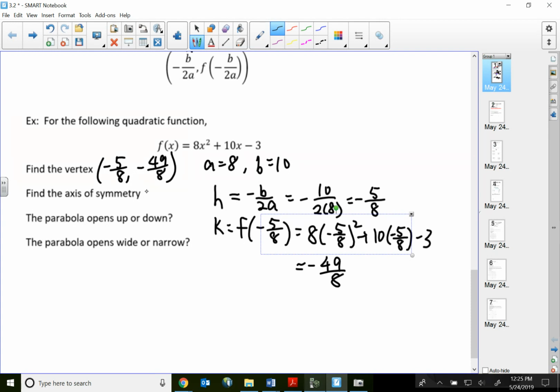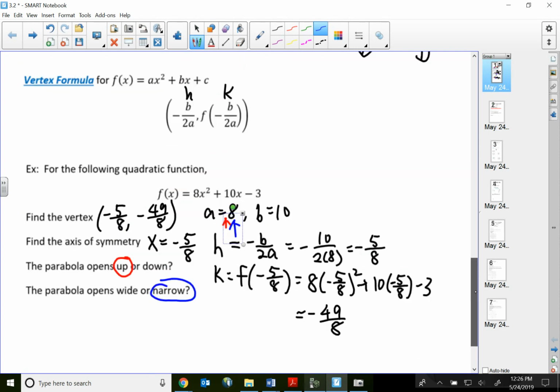All right, so my axis of symmetry, that vertical line that cuts my parabola in two halves, has to be x equal to negative 5/8, right? Because the axis of symmetry passes through the vertex. It is the only point where it touches the graph, so my equation has to be the x value of the vertex. All right, let's look at my leading coefficient. My leading coefficient is positive 8. So if it's positive, it means I will open up. All right, the numerical value of a is greater than 1, so it will open narrow.